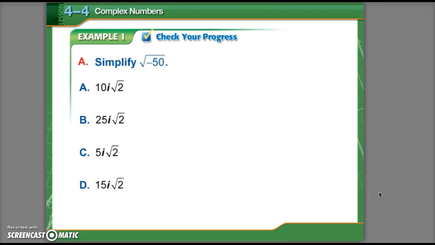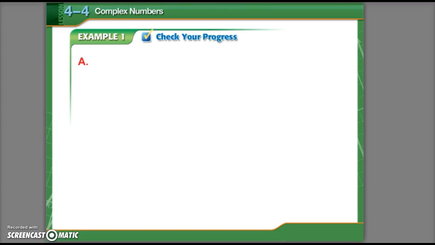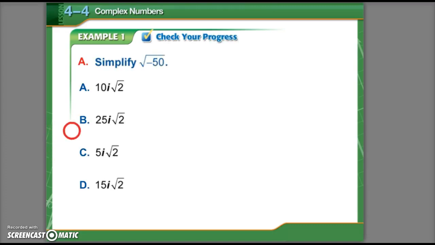Okay, here's an example for you guys to work on your own. Pause the video as long as you need. You need to find the square root of -50. When you have your answer, come back to the video and advance to the next slide. All right, so our answer here is C, 5i times the square root of 2.